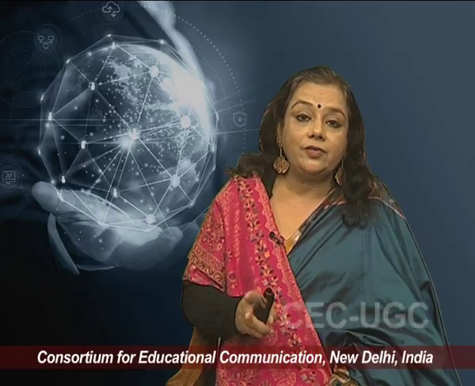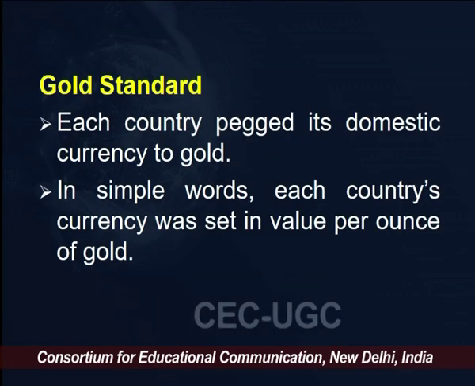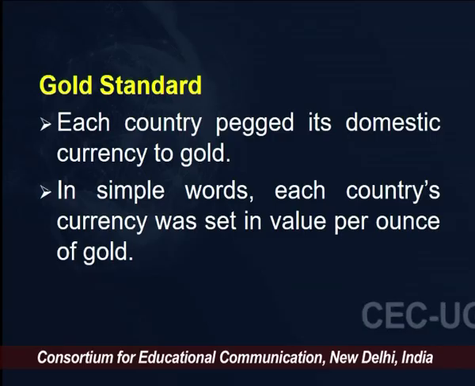Now, gold is a noble metal, and since it is scarce, the value of gold is quite high, and it is accepted by all the countries as a valuable metal. So, the world currencies were tied to the value of gold, and the ratio between the currencies of two countries was then determined. We will discuss that by taking examples. Now, this made up a substantial portion of the world's money supply. Each country pegged its domestic currency to gold. In simple words, each country's currency was set in value per ounce of gold.